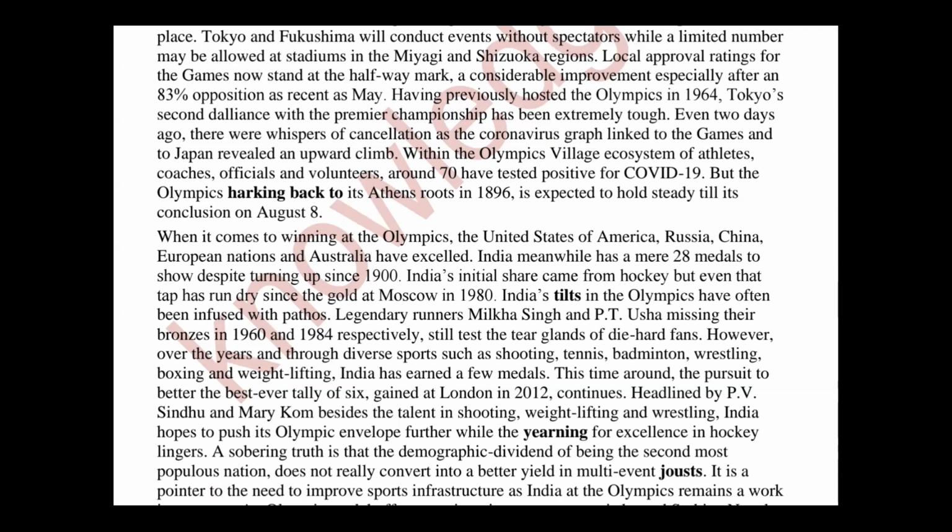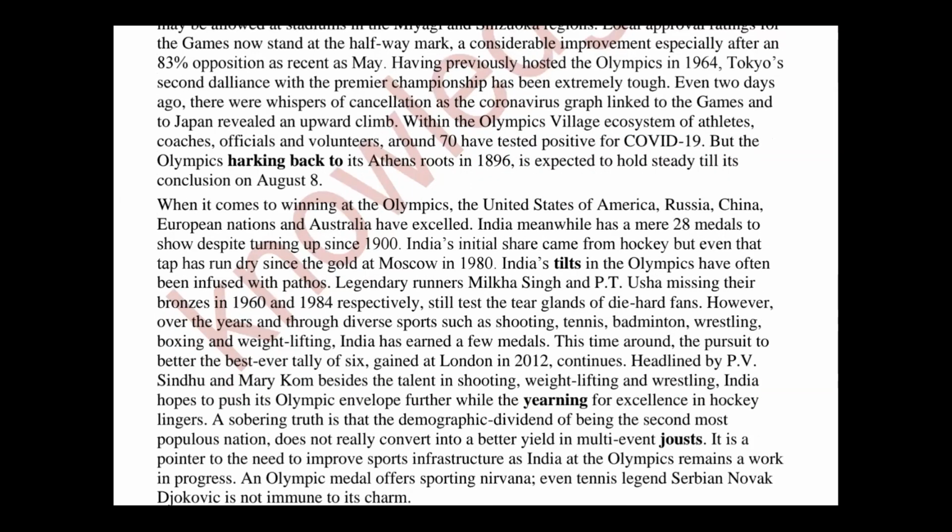Local approval ratings for the games now stand at the halfway mark, a considerable improvement especially after an 83% opposition as recent as May. Having previously hosted the Olympics in 1964, Tokyo's second stint with the premier championship has been extremely tough. So first it was held in 1964. It was held in Tokyo for the first time, and this is 2020. This is the second time it is being held.